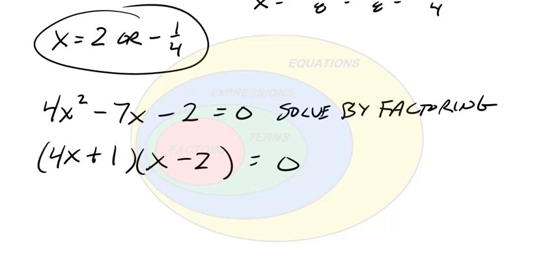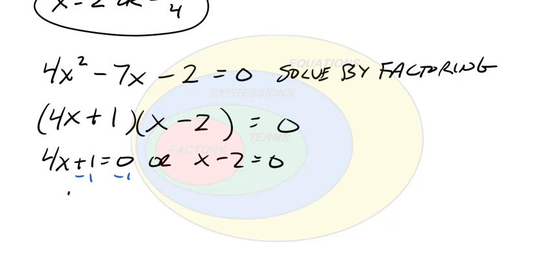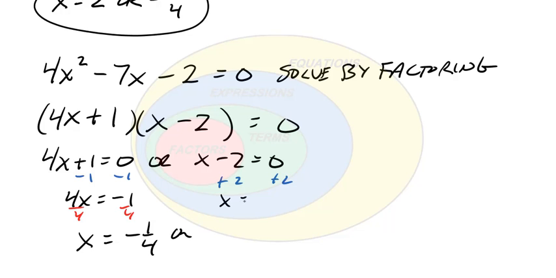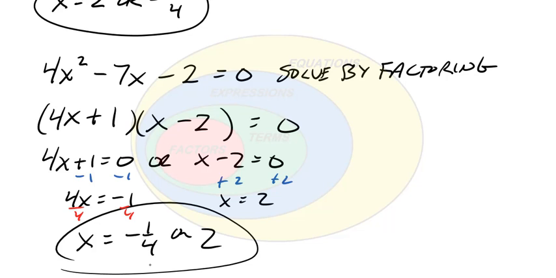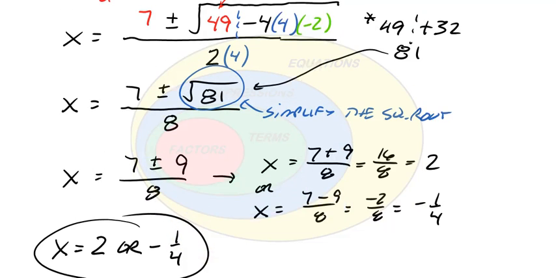So if it factors, then we can just set each factor equal to 0, and then we can solve each of these. We'll subtract 1 from both sides here, and we get 4x equals negative 1, dividing by 4, we get x equals negative 1/4. Or here, obviously we could just add 2 to both sides, and we get x equals 2. So we get the same answer no matter how we solve it. Factoring in this case depends on how well you like to factor, but factoring will solve this quadratic. But the quadratic formula, when we plug it in, gives us the same answers.